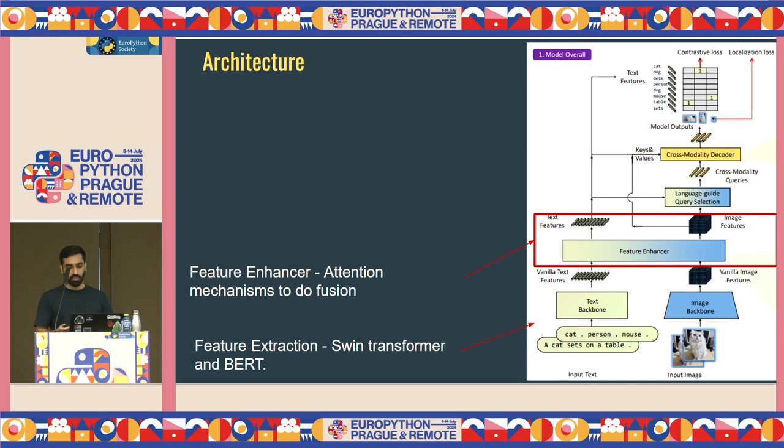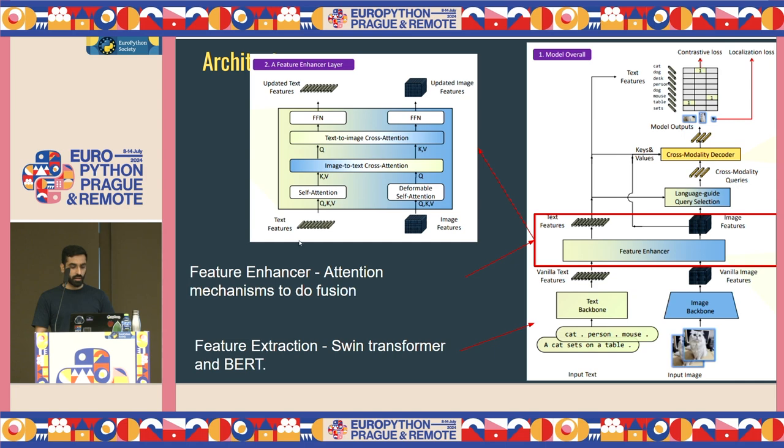Now let's see what happens in the feature enhancer. Here we are passing text and image to a self-attention layer. What the self-attention layer does is identify the relationship within the image features and within the text features. After that, we use image to text cross attention. What it does is fuse images and text. So it processes text here with the help of key and value and query from images. And next, it is processing images with the help of text by taking key and value from text and query from image. After that, we pass it to a feed forward layer. Then the weights get updated.